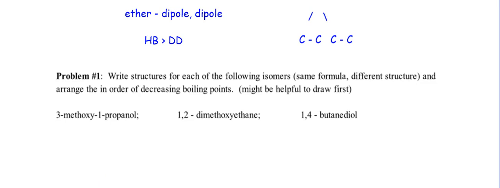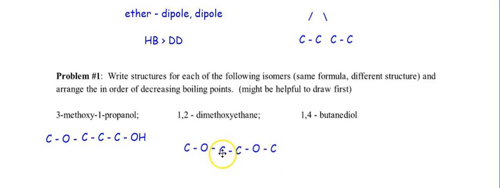All right, well, here is my 3-methoxy-1-propanol. So here's my propane, and the alcohol takes a higher priority. So it's on the 1, and on the third carbon is my methoxy. Over here, I have 1,2-dimethoxyethane. So here I have 2 carbons in the middle. Off of the first one is a methoxy, and on the second one is a methoxy. And then this is 1,4-butanediol. So I have 4 carbons, and then here are my 2 alcohols.